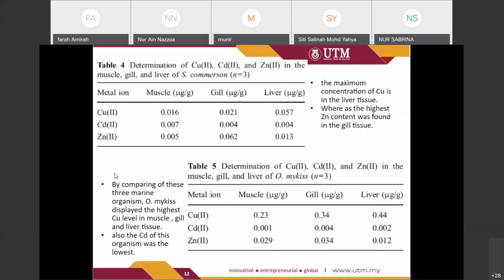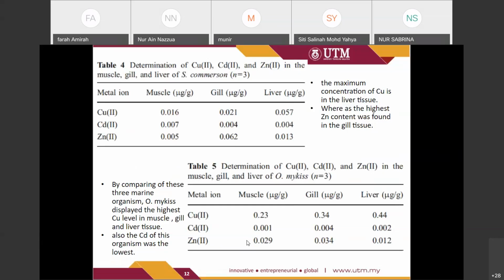For table 4, it shows the determination in S. commerson. The maximum concentration of copper was in the liver tissue with 0.057 microgram per gram, and the highest zinc content was found in the gill tissue with 0.062 microgram per gram.